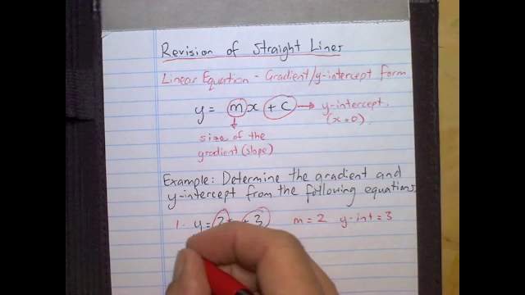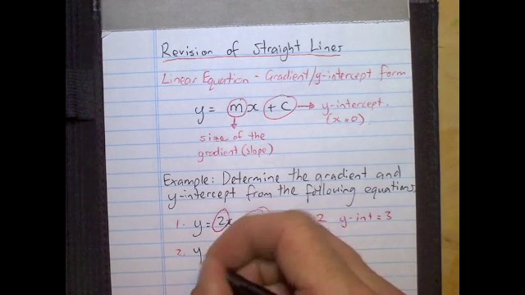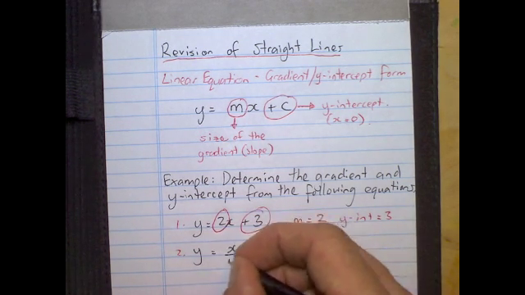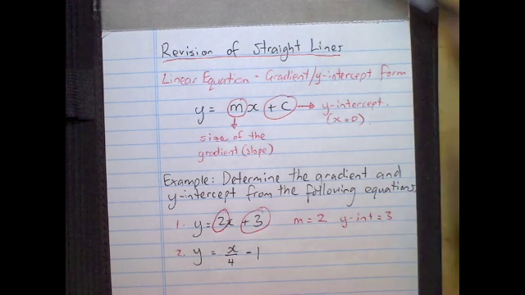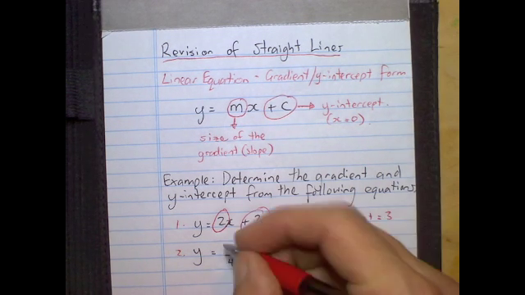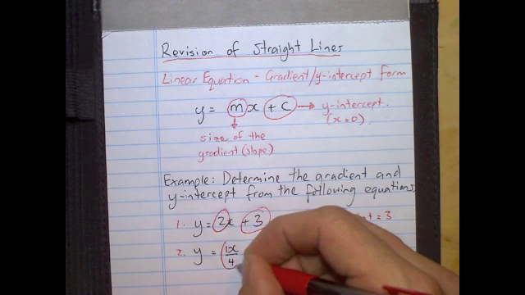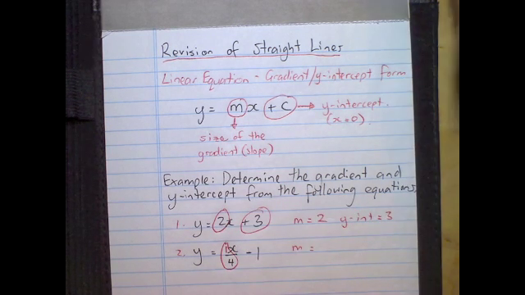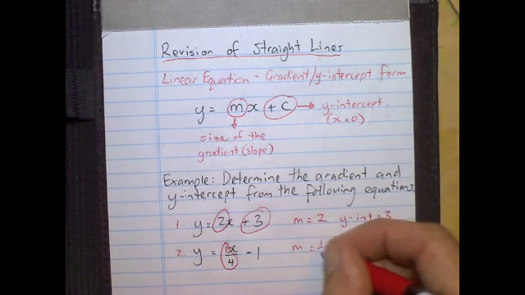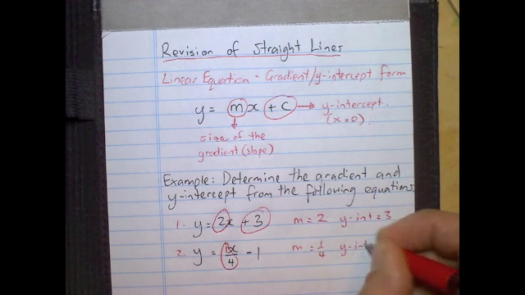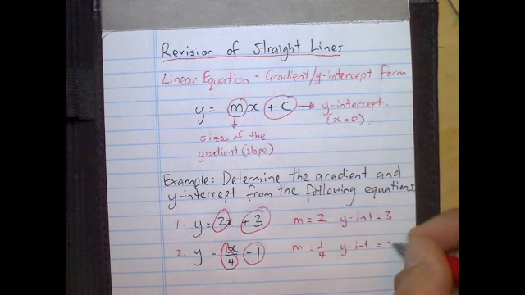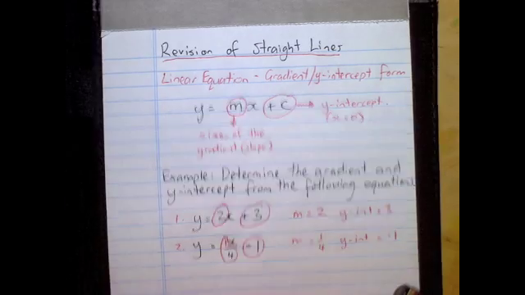Let's look at another example. y = x/4 - 1. Right, our gradient there, bit harder, we have a 1 in front of our x, and the 4 is associated with the x as well. So 1 over 4 is our gradient, or 1/4. Now our y-intercept is the minus 1 at the end there. So we need to include that minus with it.